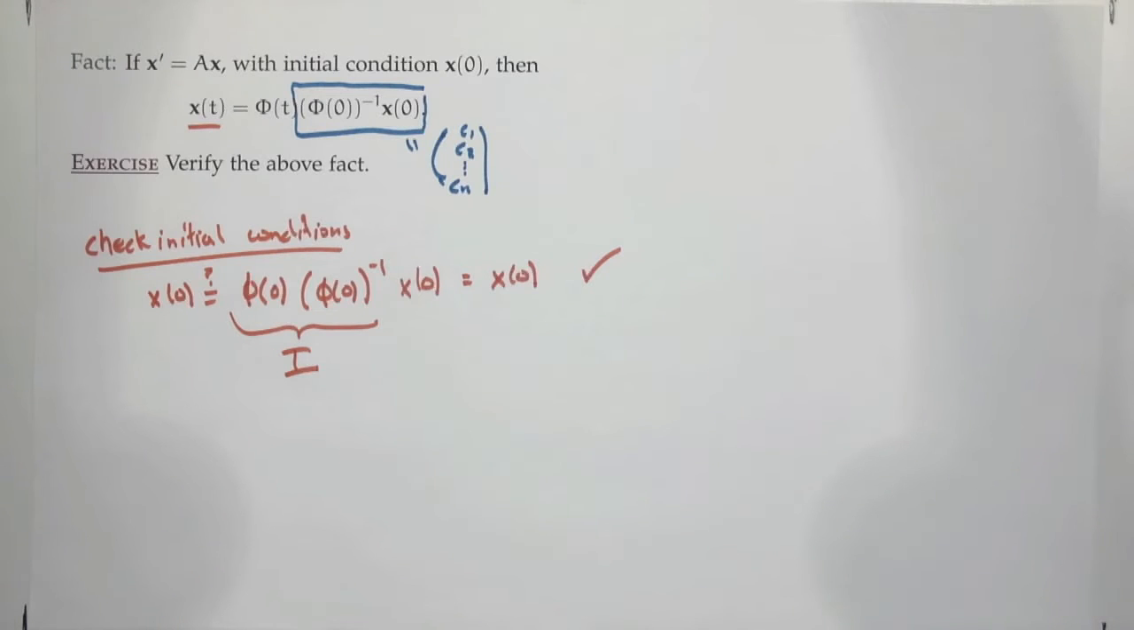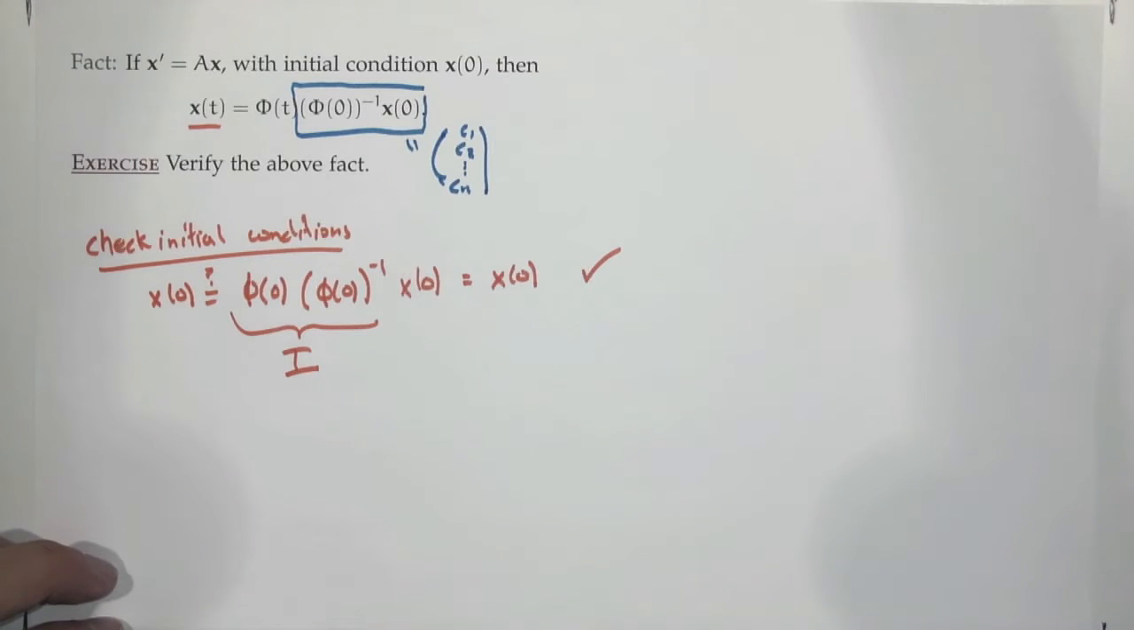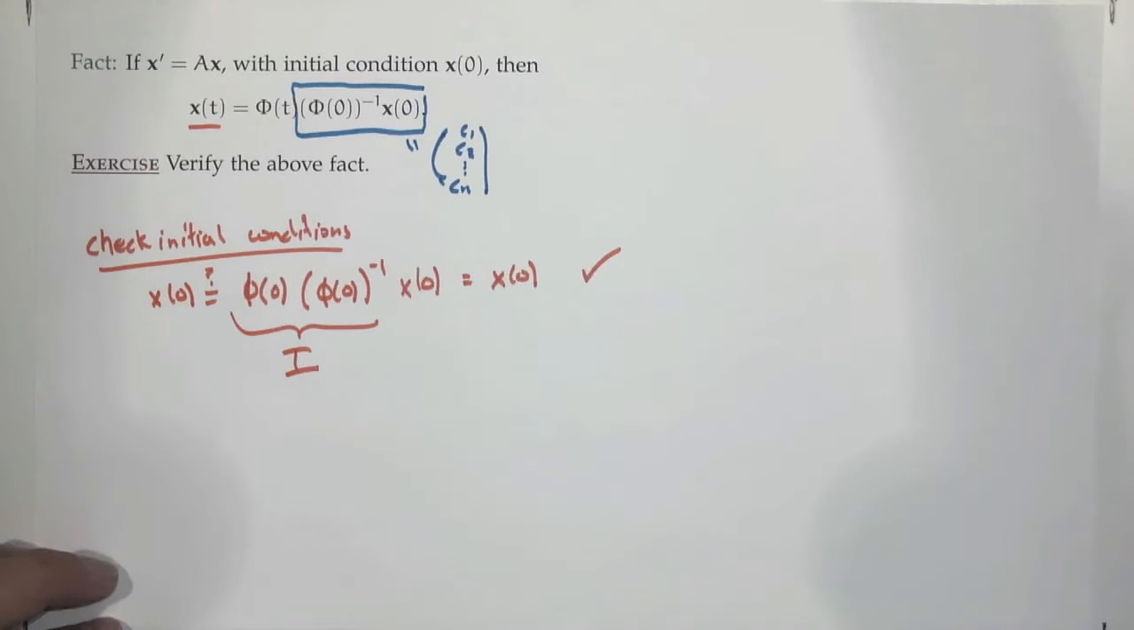Okay, but that's not the only thing we have to check. That's not the only thing that has to be satisfied. We now know that it has the right initial values, but what else do we need to make sure it satisfies? Well, we have to verify that it satisfies this differential equation. We now know when we plug in 0, we get the right numbers. How do we know that x prime equals Ax?